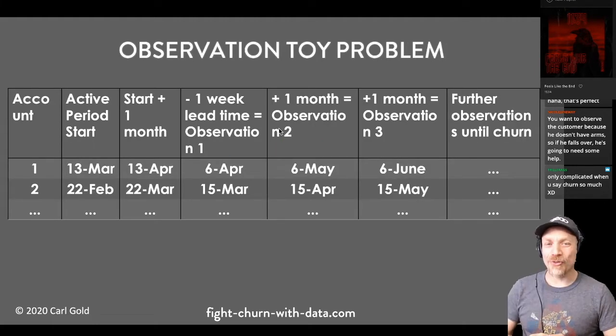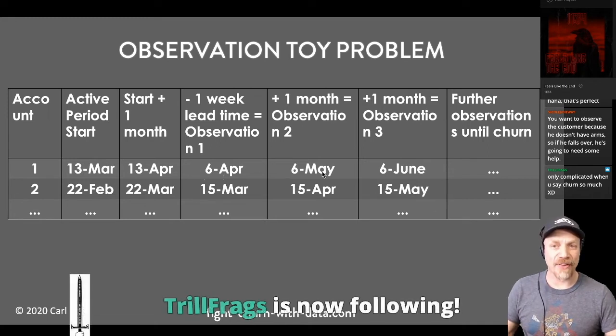Here's a little toy example, assuming like a monthly subscription. So your one customer signs up on the 13th of March. Their next payment is on 13th of April. So if we use a lead time of 1 week, we'll observe them on the 6th of April. And then we'll make sequential observations every month.